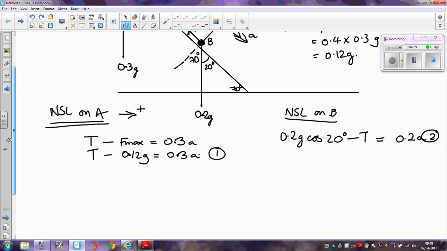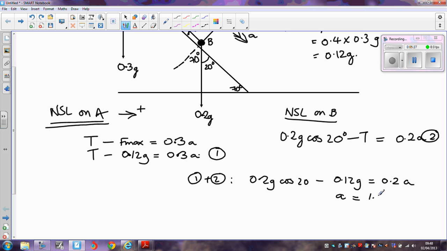And again, I'm going to call that one equation 2. What I can now do is add those two equations together. So I'm now going to do 1 plus 2, and I can see that by doing that I've got T and minus T. Those are going to disappear, and all I'm going to be left with are these two. So that's 0.2g cos 20 minus the 0.12g, and that is equal to 0.2a. And if I work that lot out, a comes out as 1.3315 and so on. So a is equal to 1.33 meters per second squared.